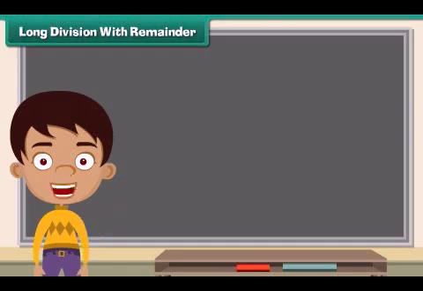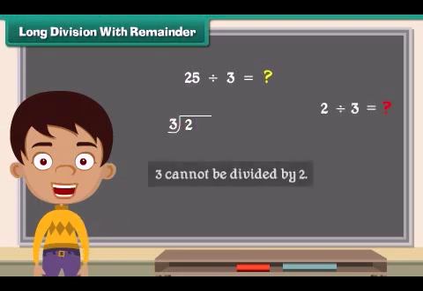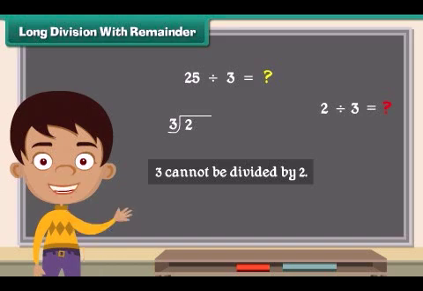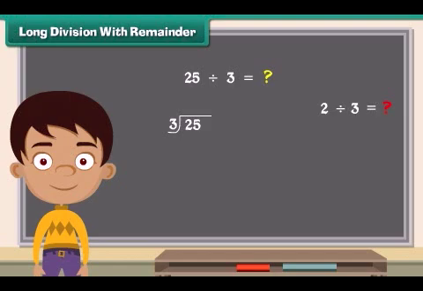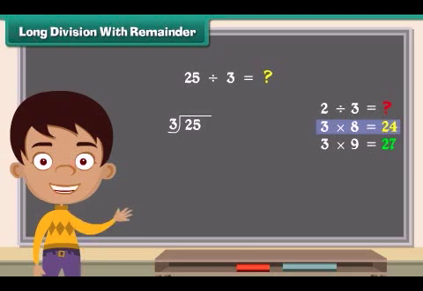Long division with remainder. Let's now solve another division question. Divide 25 by 3. The first number from the left in 25 is 2. Can we divide 2 by 3? No, 2 cannot be divided by 3. Therefore, we take both the numbers from 25. Now divide 25 by 3. We know 3 multiplied by 8 is 24, and 3 multiplied by 9 is 27. 27 is more than 25. So we will take 3 multiplied by 8, which is 24.